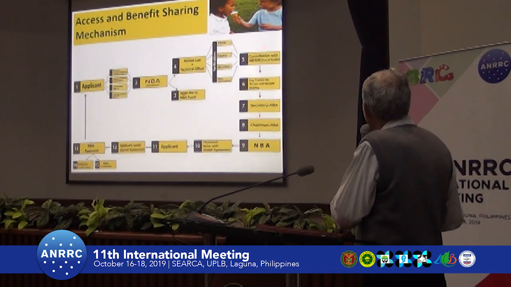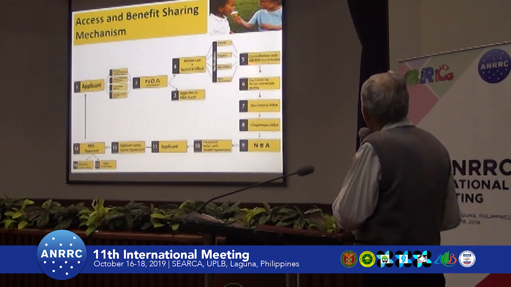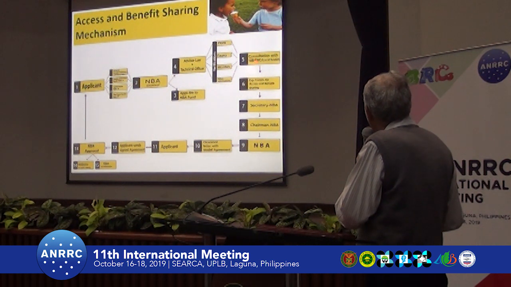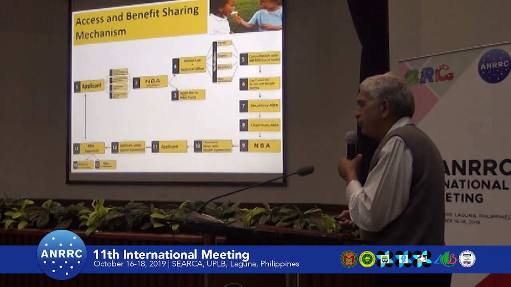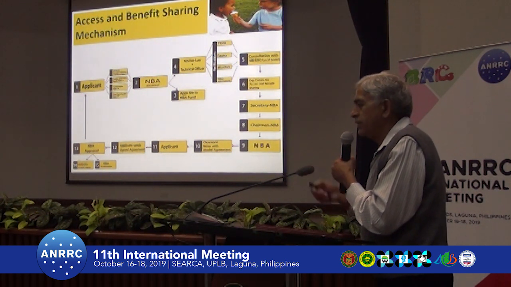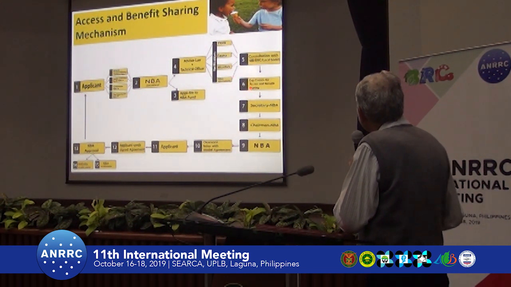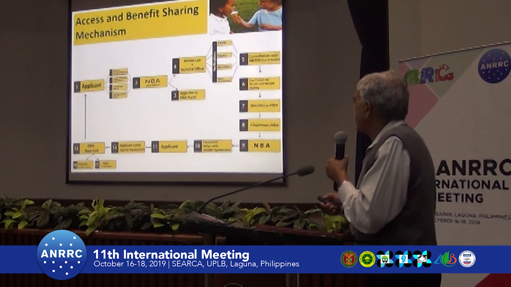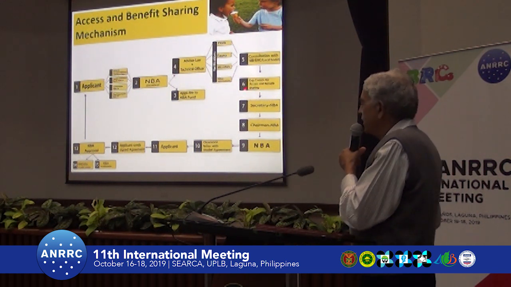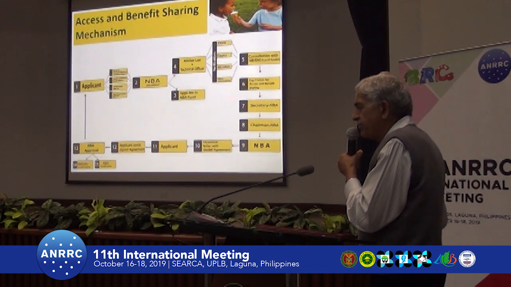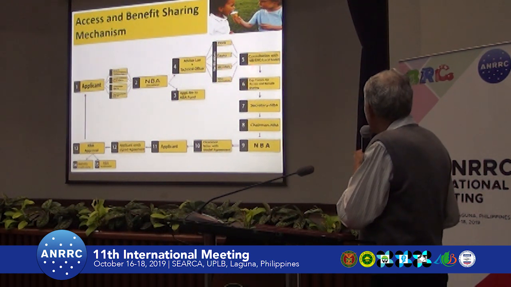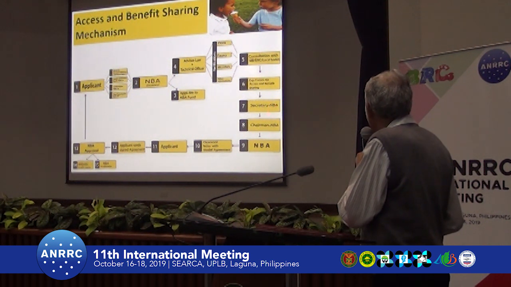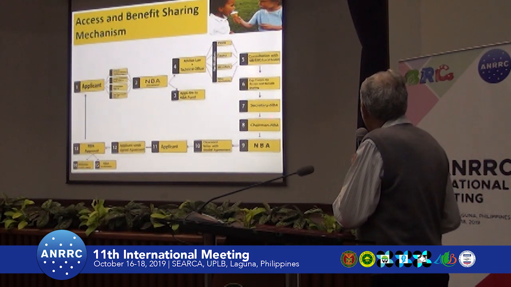And then there are committees. Consultation is made with the State Biodiversity Board, Biodiversity Management Committee, or local bodies. From where the material has to go, they have to be taken into confidence. Then the whole application is put up to the expert committee. There are expert committees meant for different types of uses. They give comments and make recommendations, whether to approve or not. It goes to the Secretary and chairman of the National Biodiversity Authority, and then the NBA makes the approval.